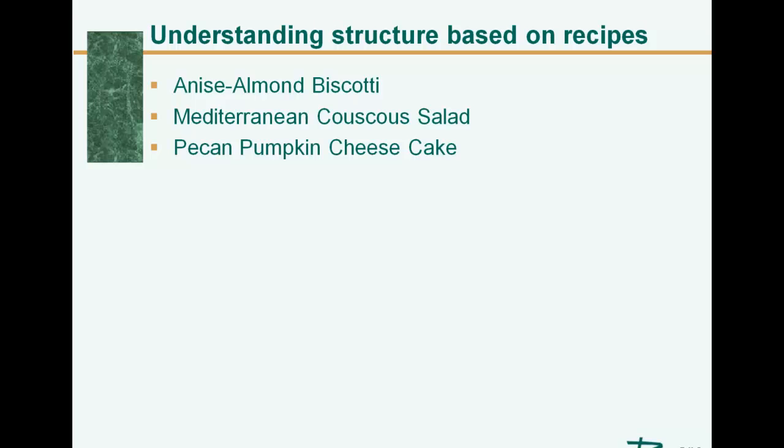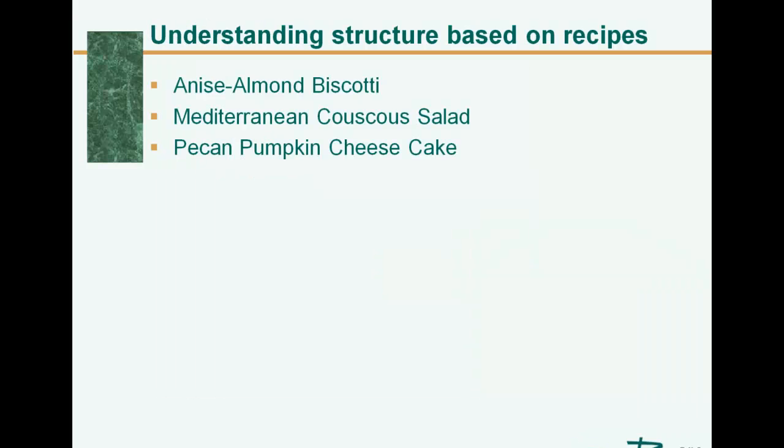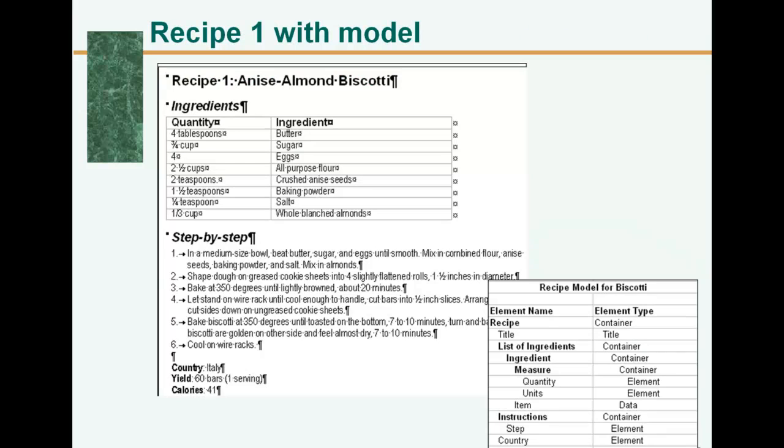For the first one, I've got an anise almond biscotti. And I've just taken a screen grab of what it might look like in a Microsoft Word document. And then I have a version of it if I was to create a model, and that's something that we do all the time. We say, what is the structure of our content? What is the model for that content? And how do we want to represent it as we're going forward? Let's say you're somebody putting together a website in which you are going to share recipes along with other information.